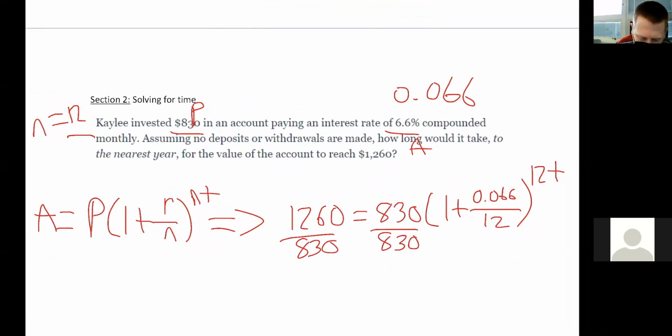And we're just going to put this in our calculator. So 1260 divided by 830. Okay, and one thing to note in this problem, we're rounding to the nearest year. So that makes me not as worried. One thing you want to be careful about is you don't want to round too much, because I get kind of nervous that maybe I'll get the wrong answer because of it.